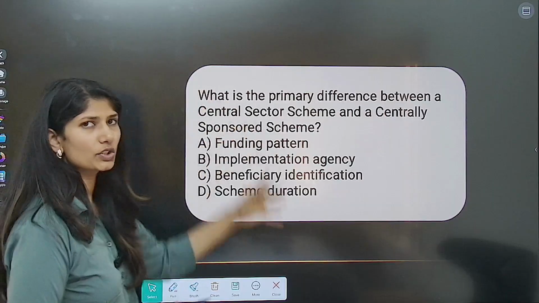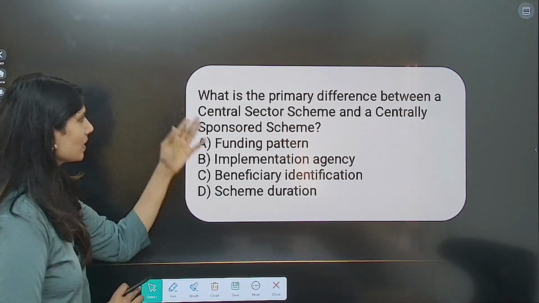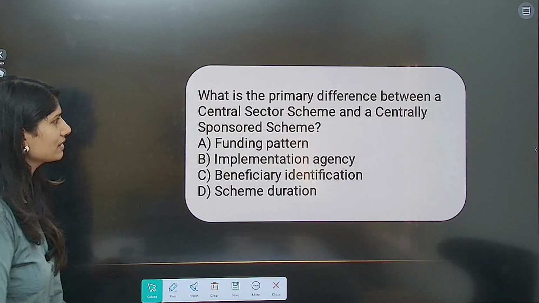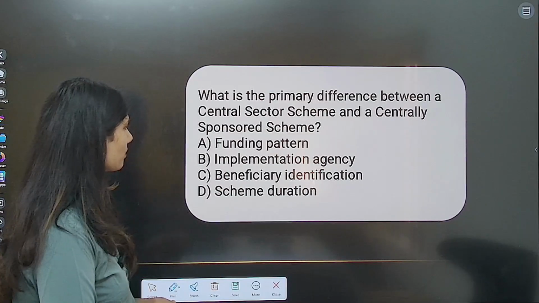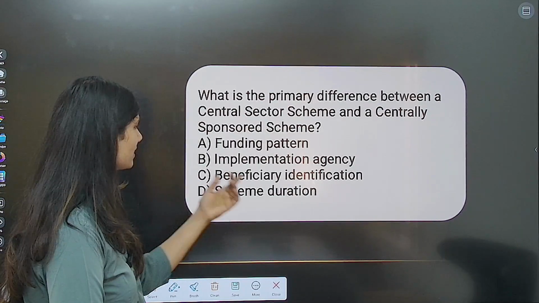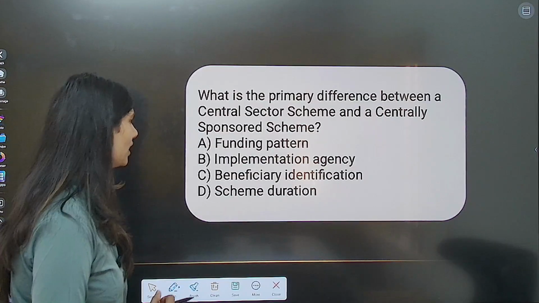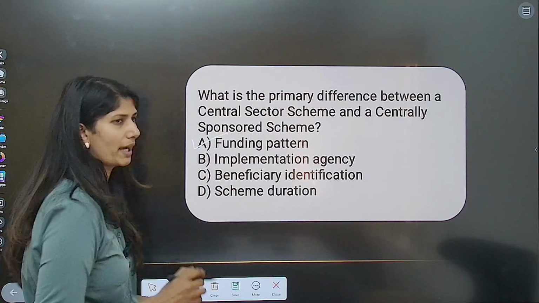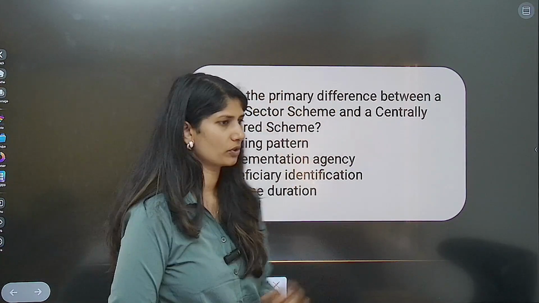But we will see that through a set of questions. What is the primary difference between a Central Sector scheme and a Centrally Sponsored scheme? A, funding pattern. B, implementation agency. C, beneficiary identification. And D, scheme duration. The answer is A, funding pattern. That is one of the main differences between Central Sector schemes and Centrally Sponsored schemes.